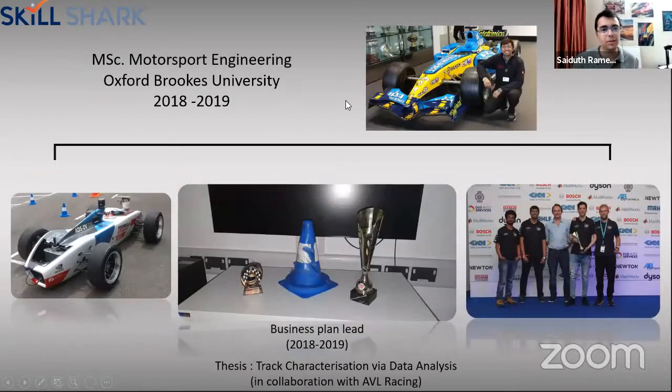After that, I went on to do my MSc in Motorsports Engineering from Oxford Brookes University from 2018 to 19. During that time, I was part of the Oxford Brookes Autonomous, the driverless vehicle team, and I worked as a business plan lead during that season. My thesis was mainly focused on lap time simulation and race engineering. I did a project based on track characterization with AVL Racing. So this is kind of my forte. This is what I've been focusing on, race engineering and vehicle setup, for quite a while now.